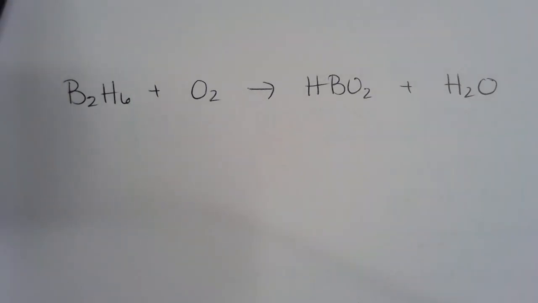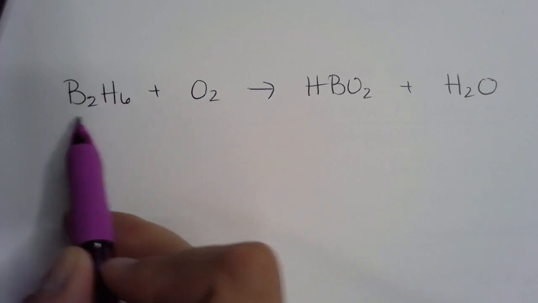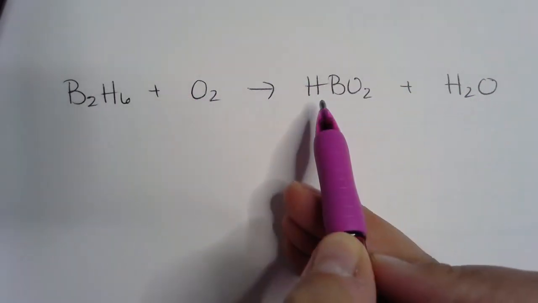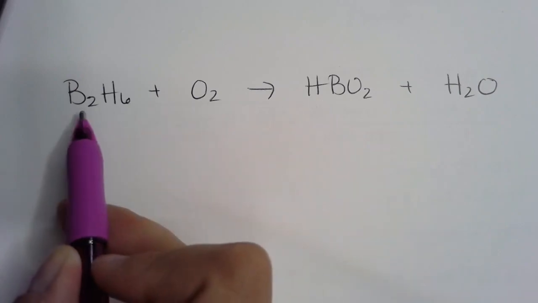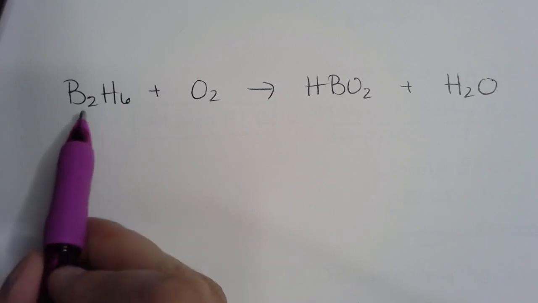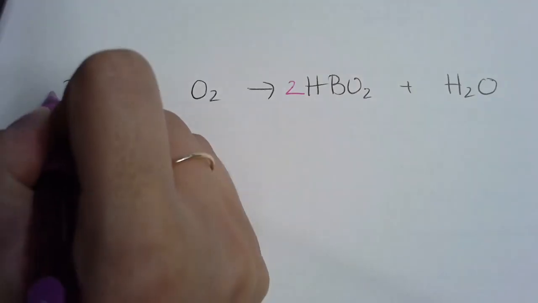Let's write it in a different color here. I have to have what's going in, the number and type of atoms, must be equal to the number and type of atoms going out on the other side. I always like to balance hydrogens and oxygens last, so let's do boron first. Looks like I have 2 and 1, so let's throw a 2 in front of there.